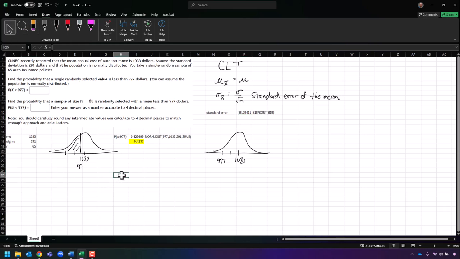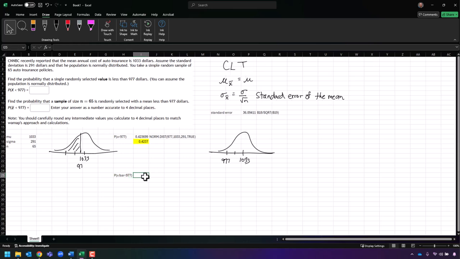So for the second question, the probability here that x bar is less than 977, we have a little bit of an adjustment to make because our standard error, our standard deviation, gets changed. This is still a normal distribution, so I handle this the same way. 977 is still the value of interest. The mean is 1033, but the standard deviation now becomes the standard error of the mean, and I still use true.